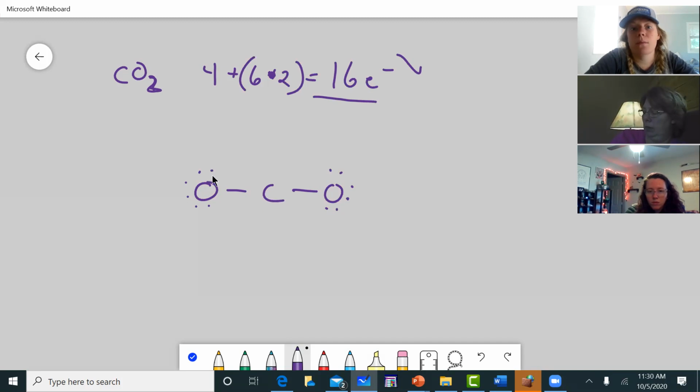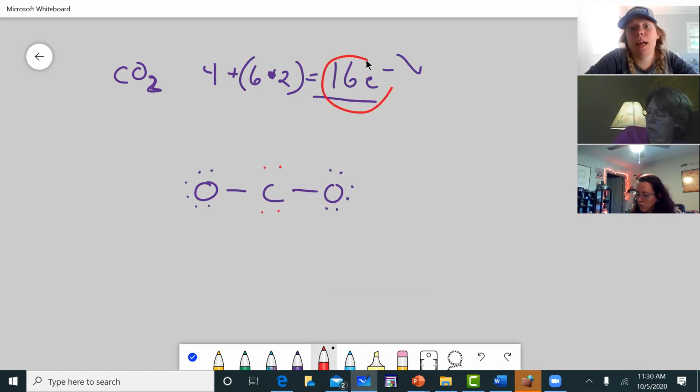So at this point, when I'm looking at this structure, the oxygens on the outside are happy. The carbon on the inside only has access to 1, 2, 3, 4 electrons. So we need to make carbon also happy with 8 electrons. I cannot do this.